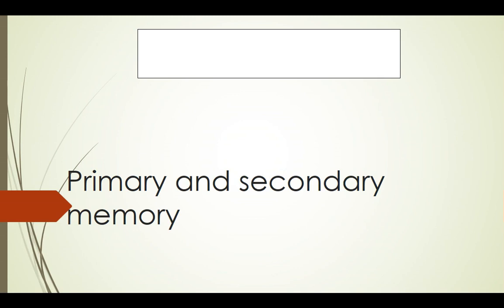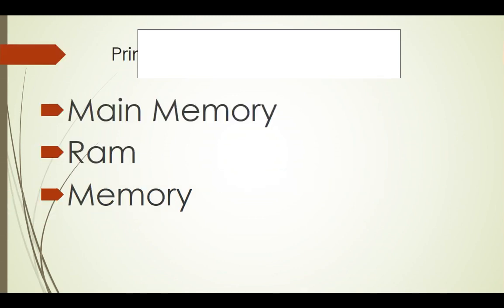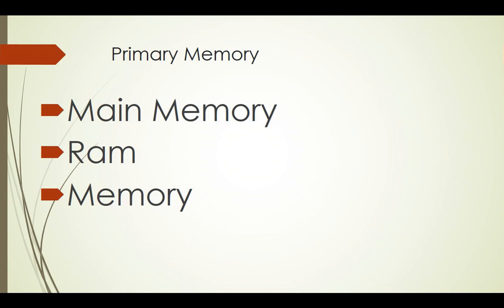So, let's start with the primary memory. When we say the word primary memory, and if I say main memory, or I say RAM, or I say memory, these all are the same thing. When we talk about a system and we say the word memory, then we are obviously talking about the RAM, or the primary memory, or the main memory. So these all terms are the same, so please don't get confused about these terms.